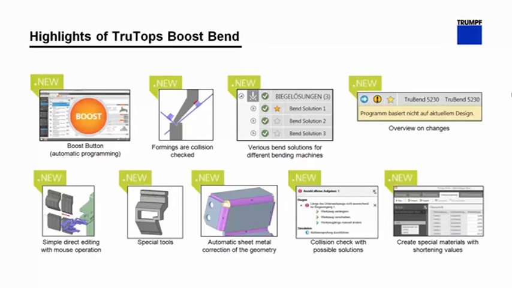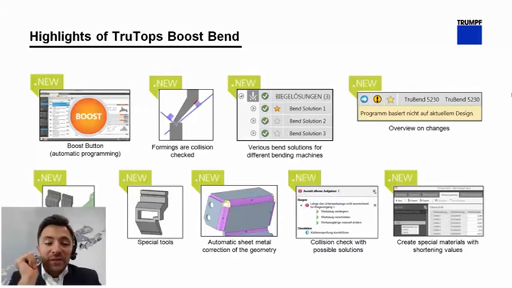So you can just grab a tool or the backgauge fingers or the part and just move it or adjust it or change the tool, for example. You can also very easily implement special tools such as window tools or any other tools you create, and you can use them within TruTops Boost Bend.